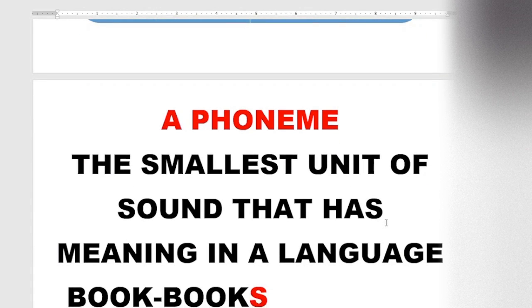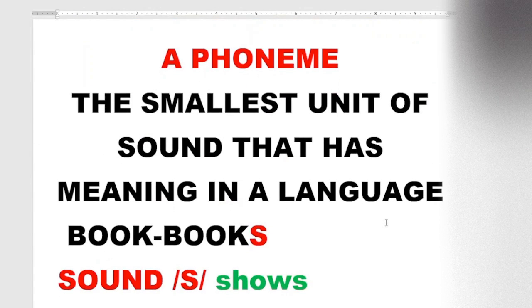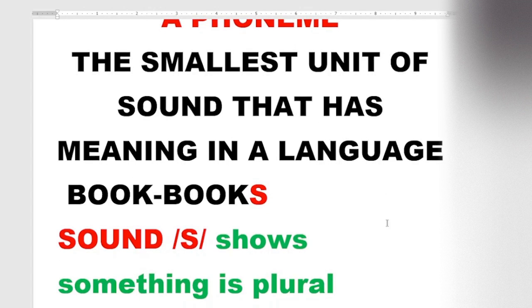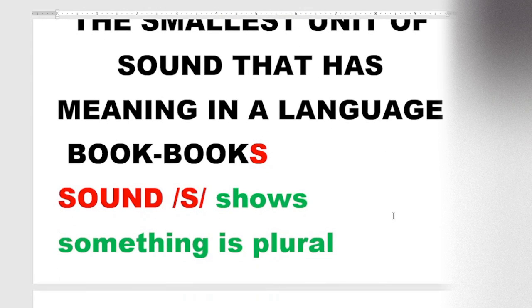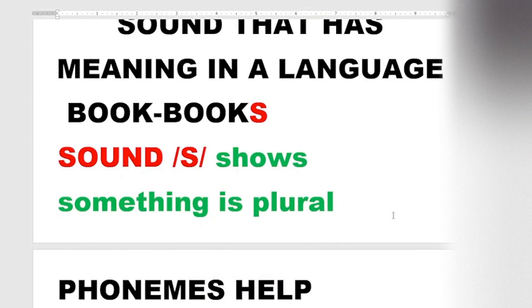Let's continue. First, let's begin with the phoneme. A phoneme is the smallest unit of sound that has meaning in a language. For example, book, books. The sound s shows that something is plural. If you say book, you mean one book. If you say books, you mean many books.